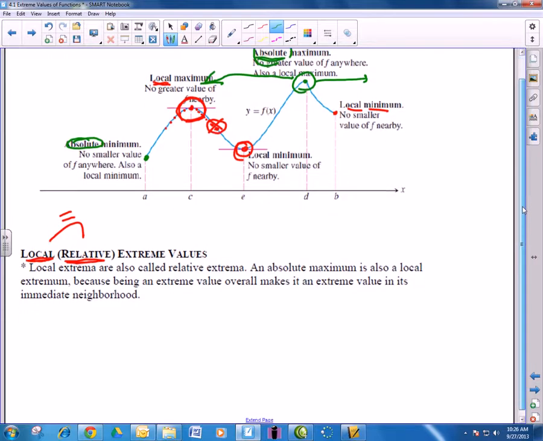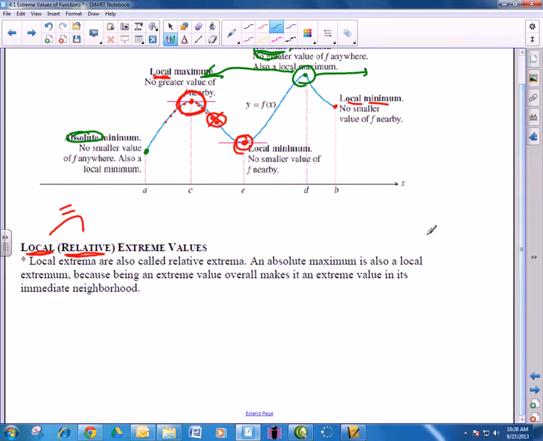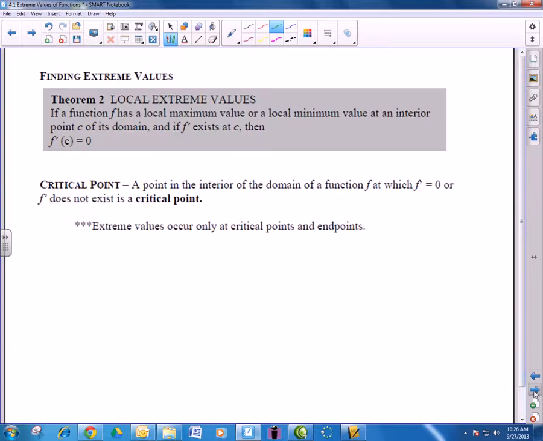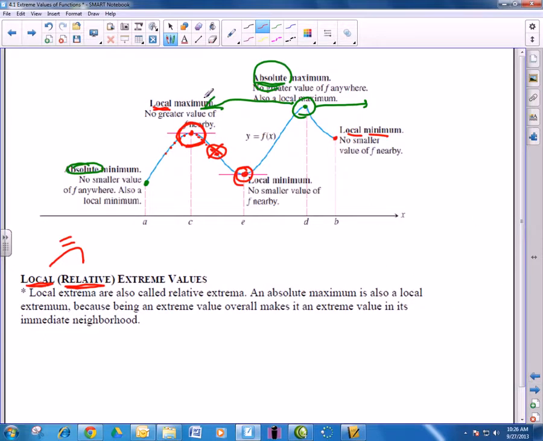So you have to understand the difference between an absolute extrema and a local or relative extrema, because you're going to be asked to find both of them on certain graphs. Then finding these extreme values is this theorem. Again, the theorem's not important, but in finding the extreme values, you are finding what are called critical points. And critical points tell you a couple different things.